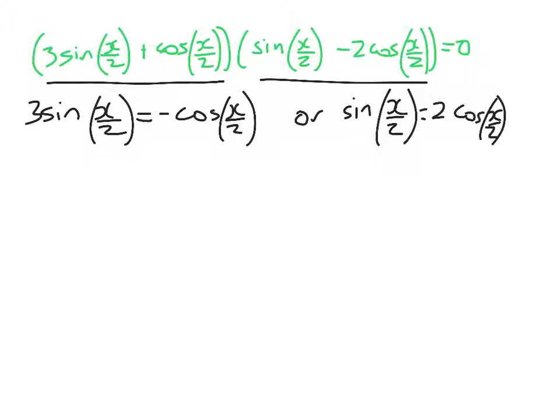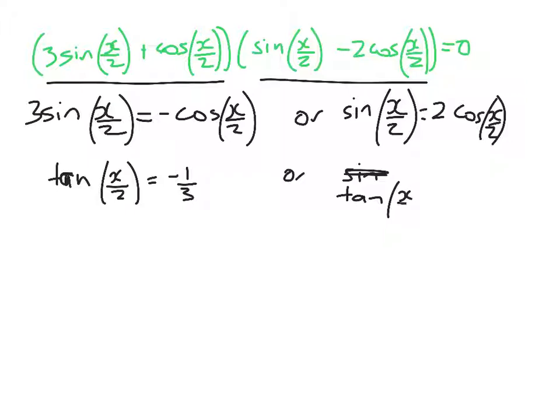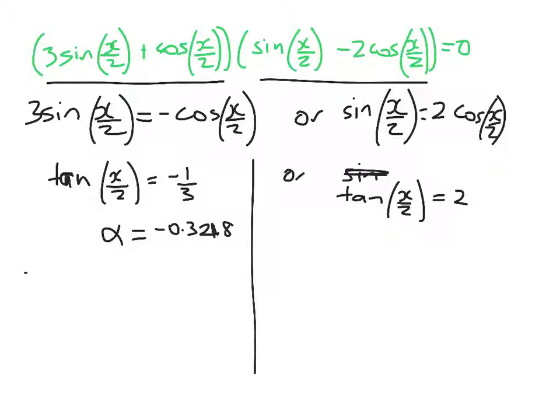So the easiest way to go here is to use tan. So we get tan of x over 2 is equal to negative 1/3. So no nice answers to these, we get tan of x over 2 is equal to 2. So we're going to do general solutions on those. We'll work with both of them. So the principal value here, alpha is going to equal negative 0.3218. As I said, nothing flash about that solution, but it's good practice at general solutions.